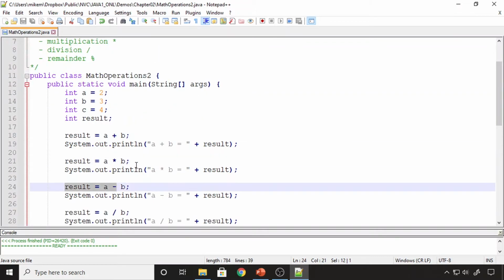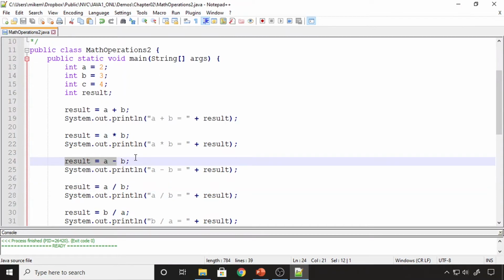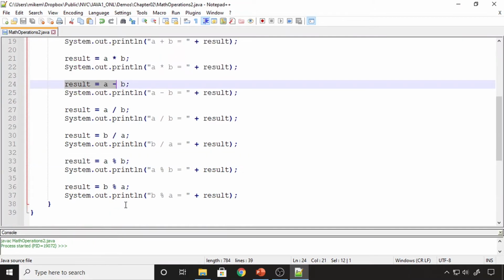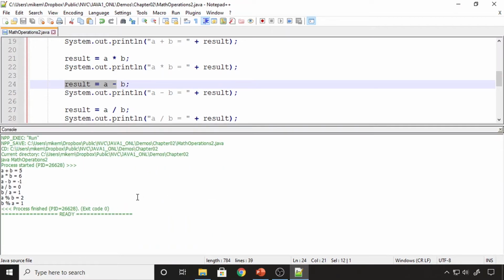Now, keep in mind, all these are integers. So when you're using integers, that means you don't have any results with fractions. So I'm expecting A divided by B to just give me a 0 because there's no fractions. And I'm expecting B divided by A to give me a 1 because there's no fractions. So let me go ahead and compile and run. And here are my results.